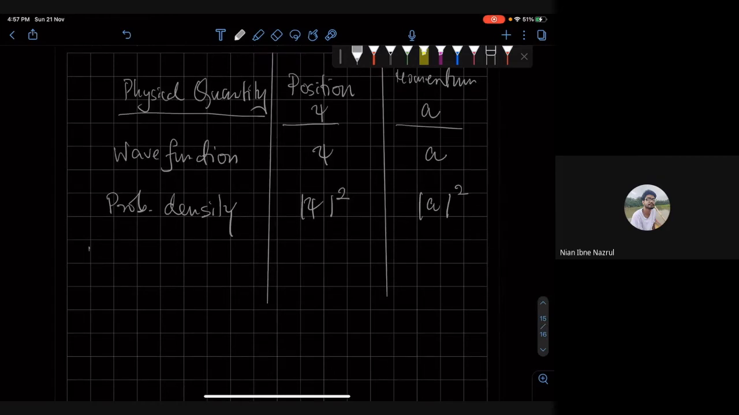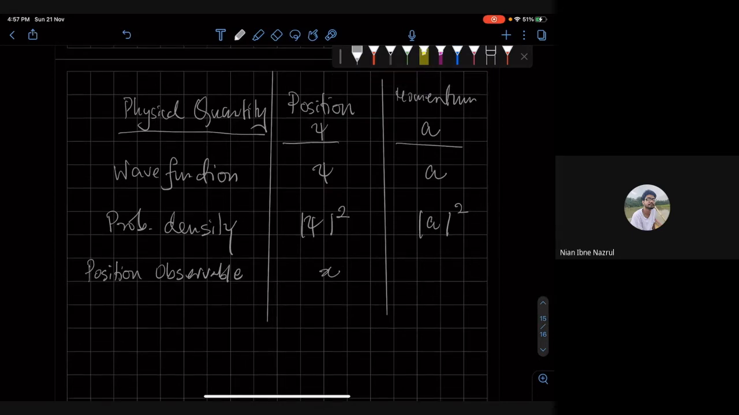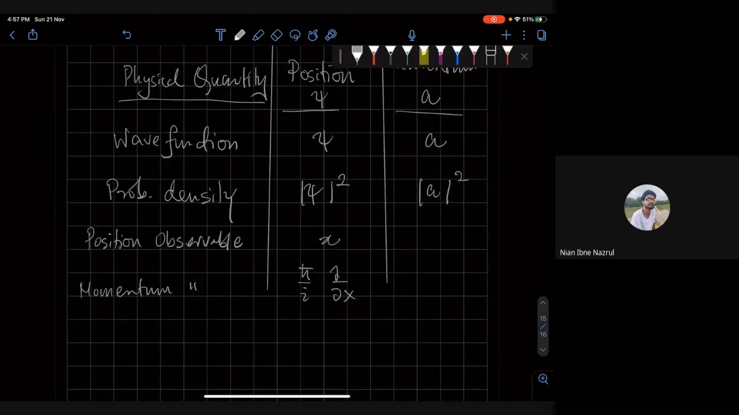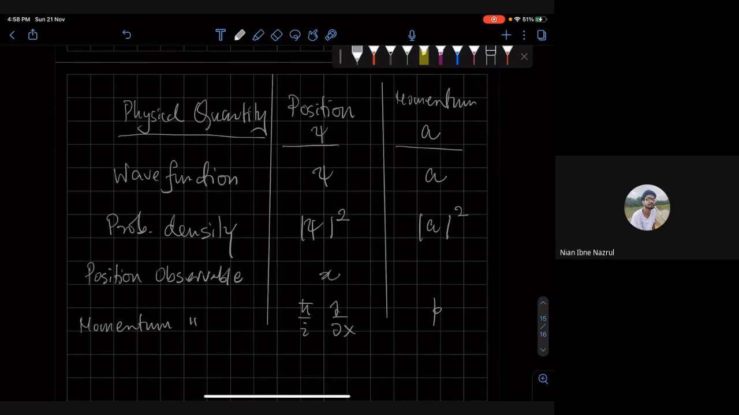And position observable, in position basis, it's x. But in momentum, the momentum observable, as we just saw, is h bar by i, d by dx. However, in the momentum representation, the momentum observable is just p, and the position observable is i h bar d by dp. Okay.